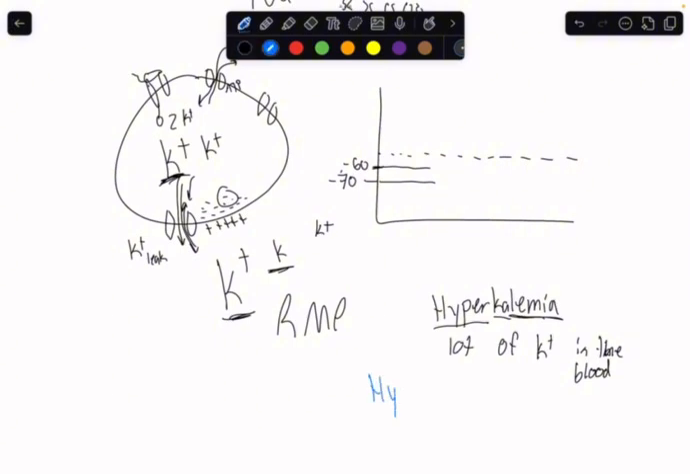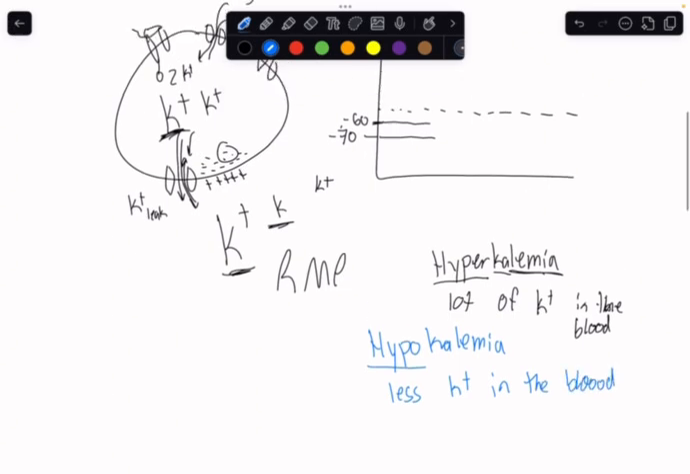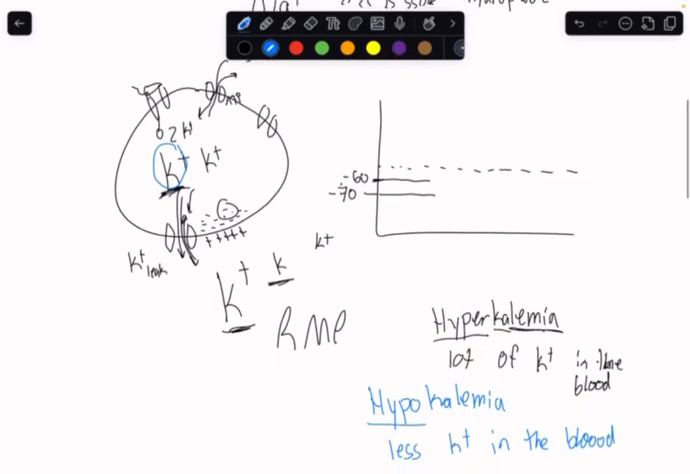With hypokalemia, same idea, except right here, hypo means less. With hypokalemia, it means that there's less potassium in the blood. So even less out here. So already we know that there's just a ton of potassium inside the cell due to the gradient that was created with the ATP pump, the sodium potassium pump. So before, there's already quite a bit less potassium on the outside in comparison to the inside of the cell. But now with hypokalemia, there's even less. I can even draw how small they are.